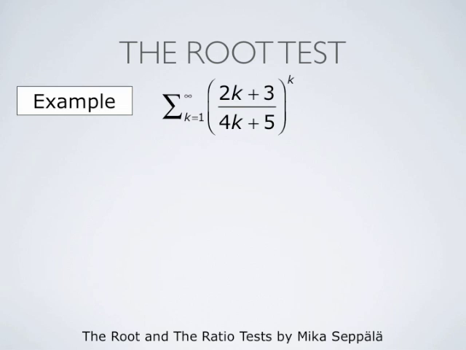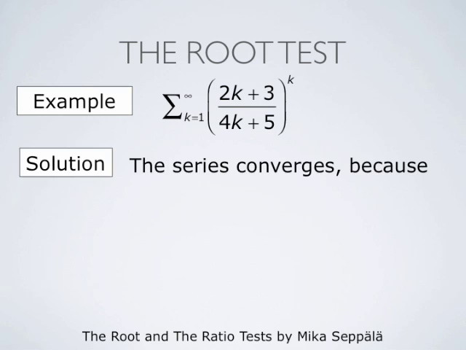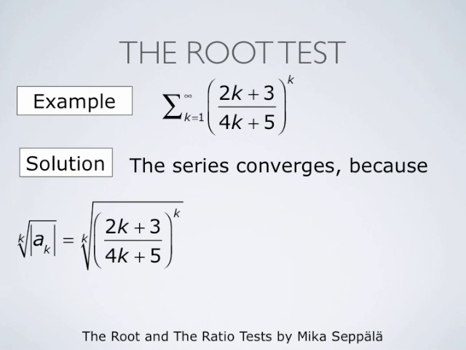As an example of the use of the root test, consider the series summation k from 1 to the infinity, (2k+3)/(4k+5), and that ratio to the power k. This series is somewhat complicated and cannot be easily studied by the integral or by the comparison tests. Here, the root test shows us quickly that this series converges, because in this case, kth root of the absolute value of a_k is kth root of (2k+3)/(4k+5) raised to the power k.